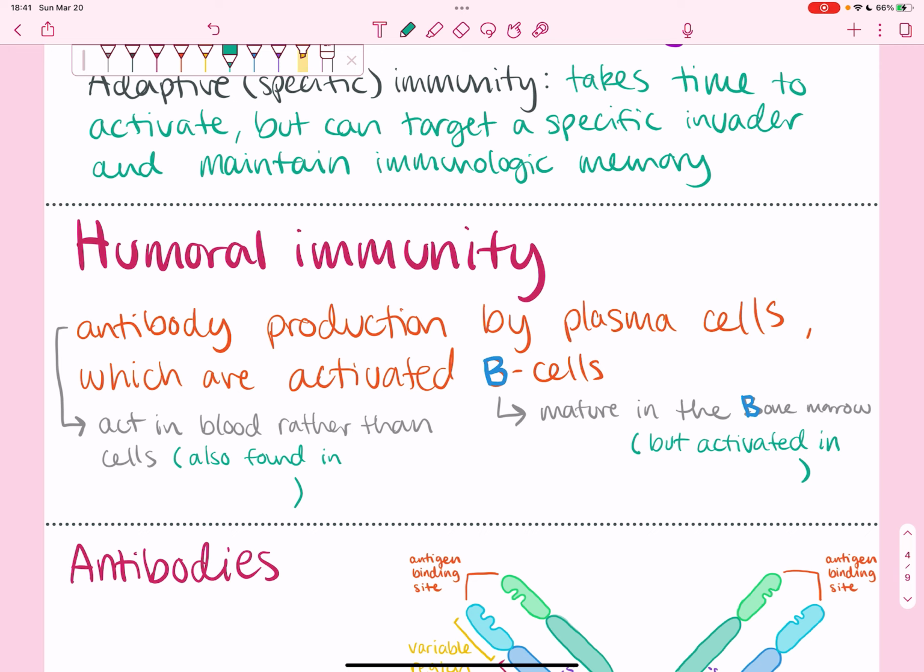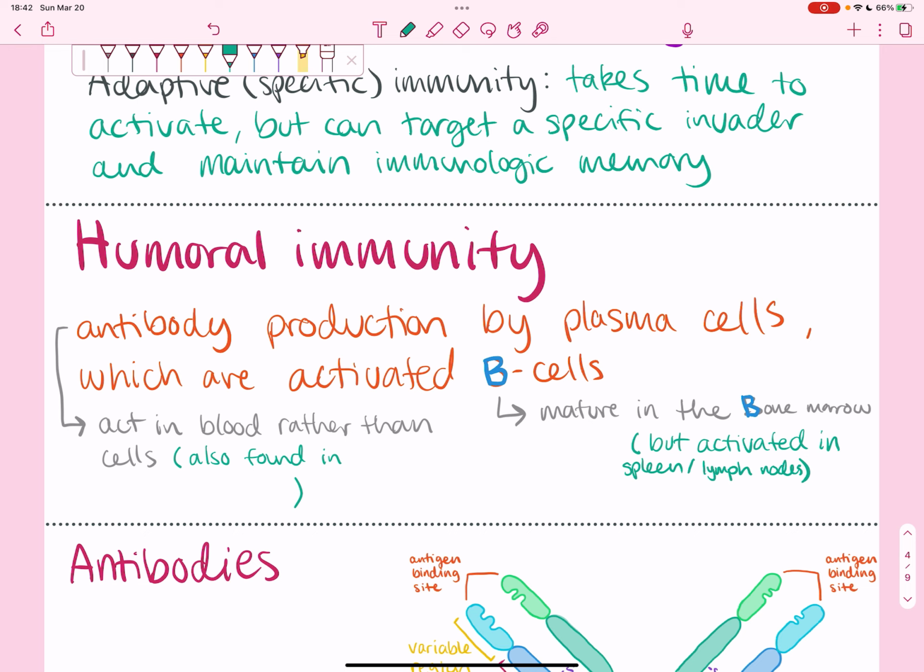So typically that means they're activated in the spleen or lymph nodes, part of your lymphatic system. And that'll be at the very end. I'll get into that a little bit. So activated in spleen and lymph nodes.